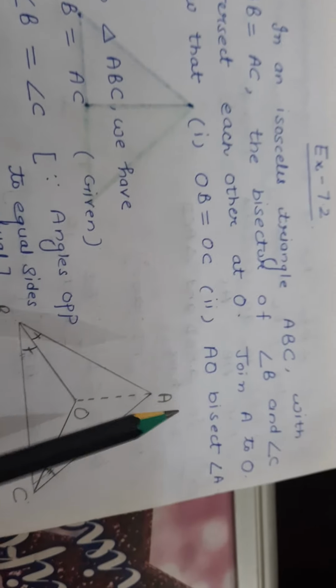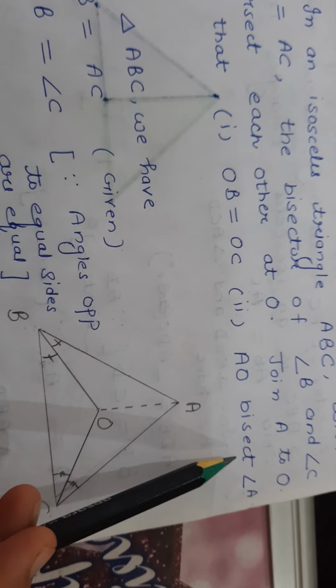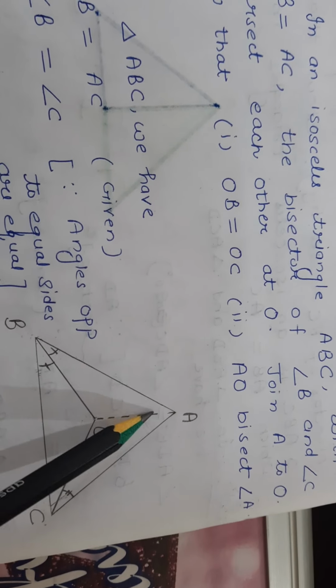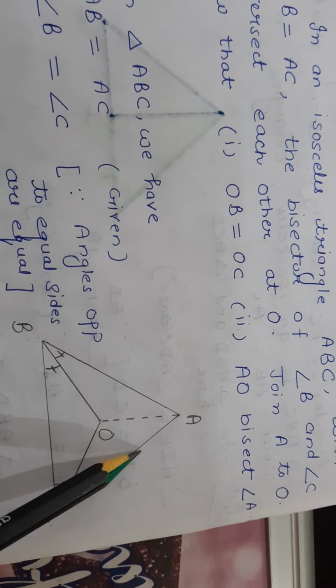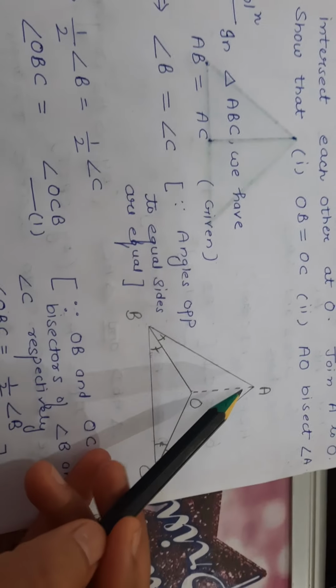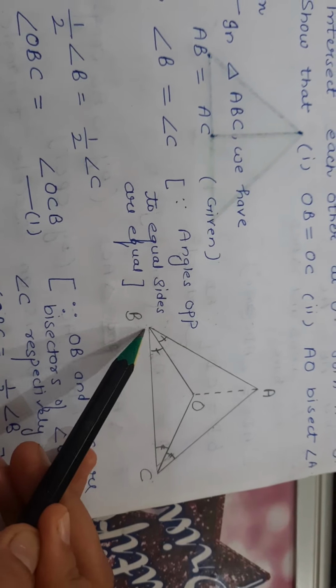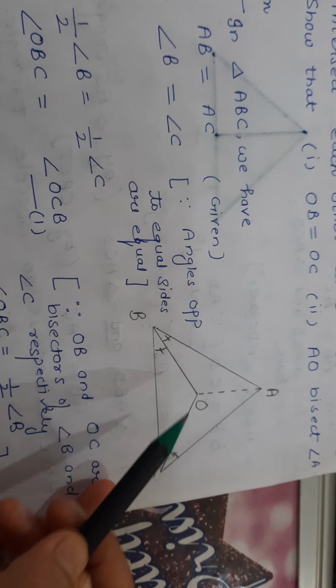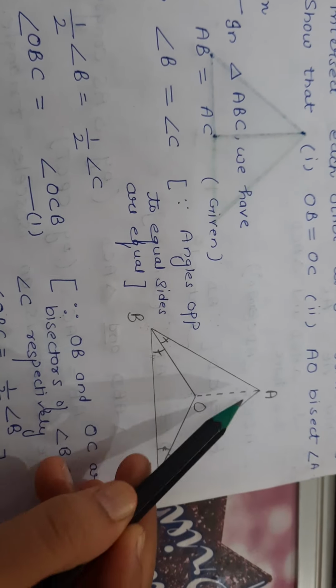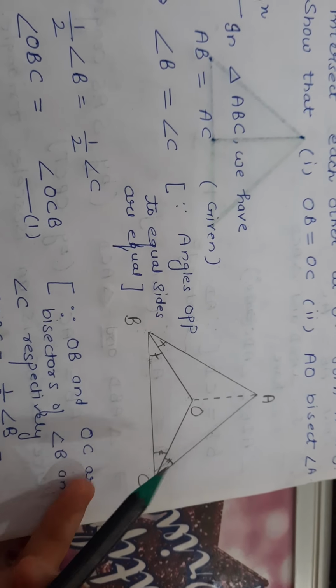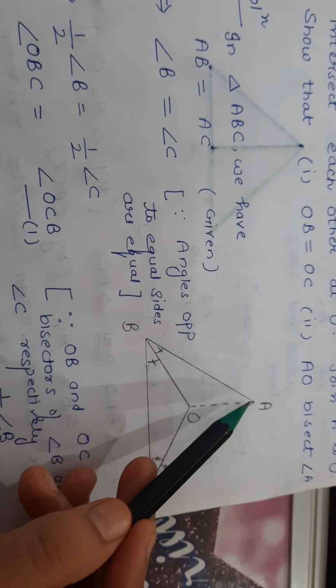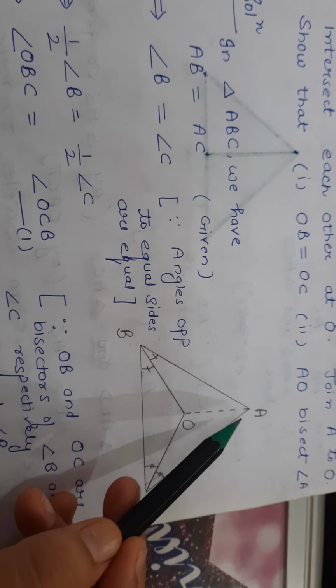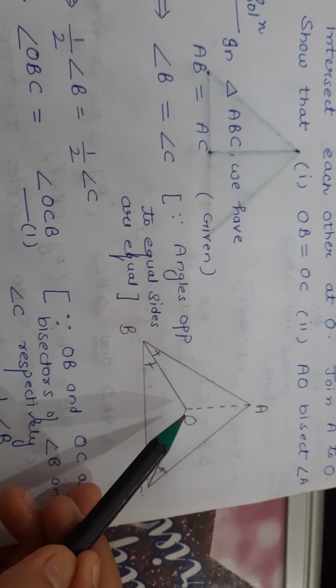The next thing, you need to prove that AO is bisecting angle A. That means you just need to show these two angles are also equal. Right? Now, in triangle ABO and in triangle ACO, we are going to show that these two triangles are congruent. I am again repeating. We are going to prove that triangle ABO and triangle ACO are congruent.